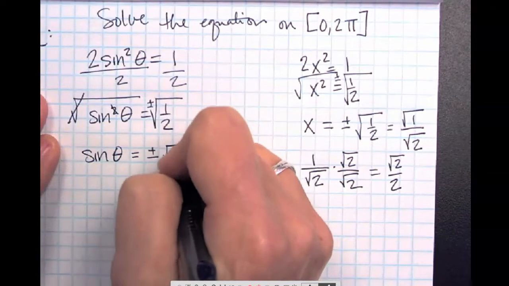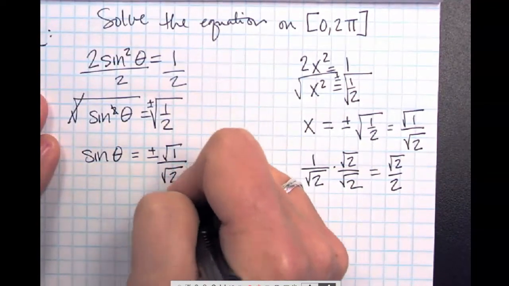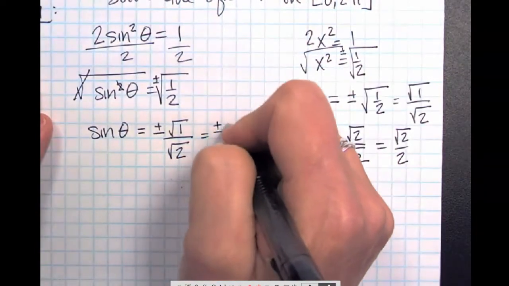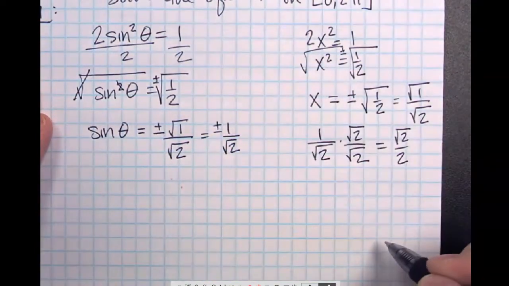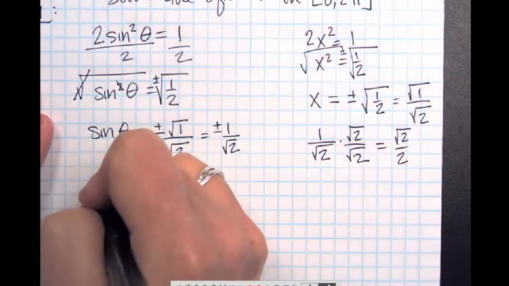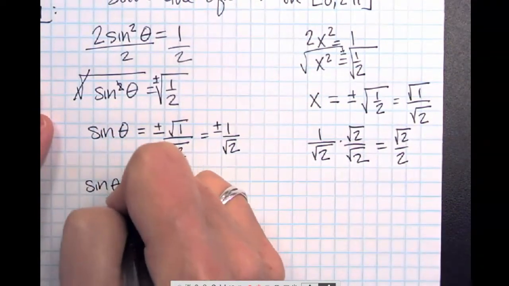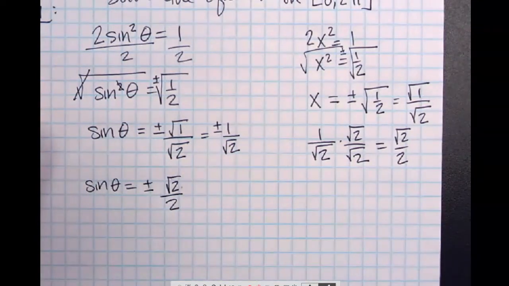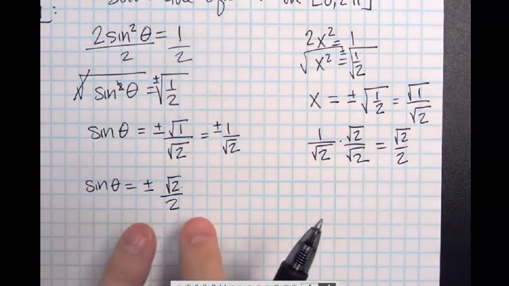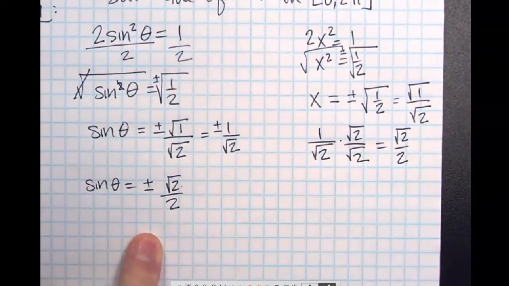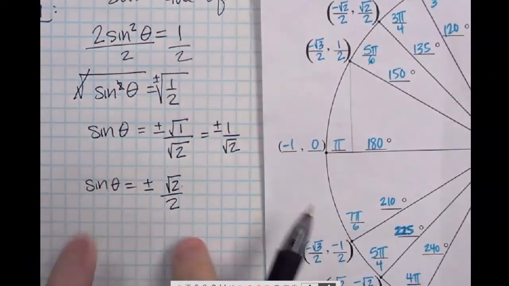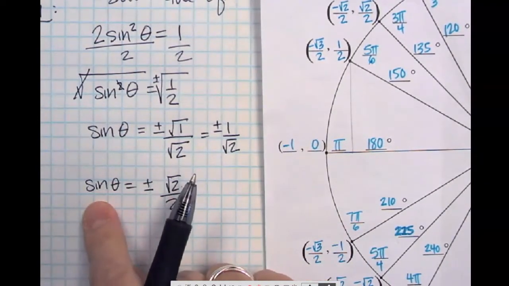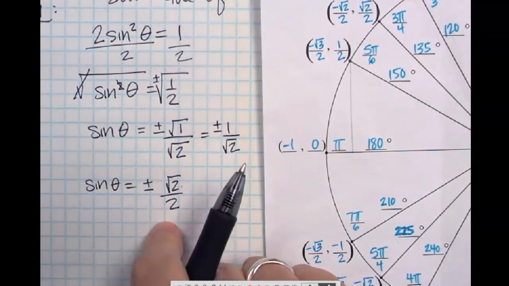Plus or minus square root 1 over square root 2, which is plus or minus 1 over square root 2. But when I rationalize it, I get plus or minus square root 2 over 2. Now, I know what those are. Those look familiar. Notice I went positive or negative. So I want to know where sine is positive or negative square root of 2 over 2.